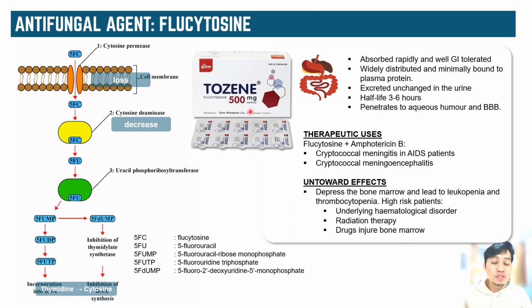However, flucytosine can also cause untoward effects, especially depression of the bone marrow, leading to leukopenia and thrombocytopenia. These incidents are more prone to occur in patients who have an underlying hematological disorder or are being treated with radiation or drugs that injure the bone marrow.